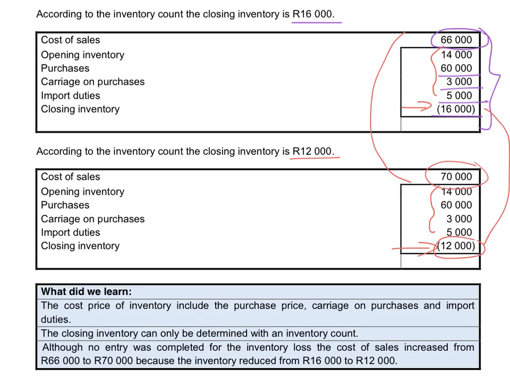What did we learn today? The cost price of inventory includes the purchase price, carriage on purchases, and import duties. The closing inventory can only be determined with an inventory count, and although you don't complete any entries for the inventory loss, the cost of sales increased from 66 to 70 because the inventory decreased from 16 to 12,000.